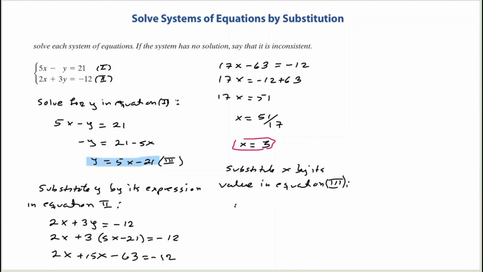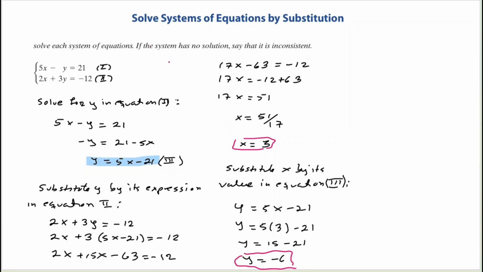So what is y? y is 5x minus 21. So y equals 5 times 3 minus 21. y is equal to 15 minus 21. y equals minus 6. Well, we have now the solutions: x equals 3, y equals negative 6, but we must check.